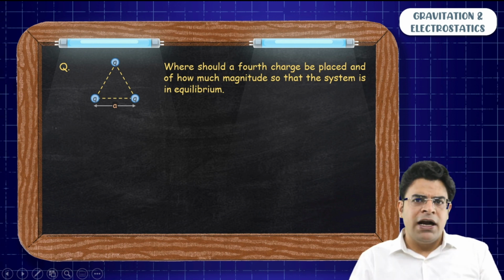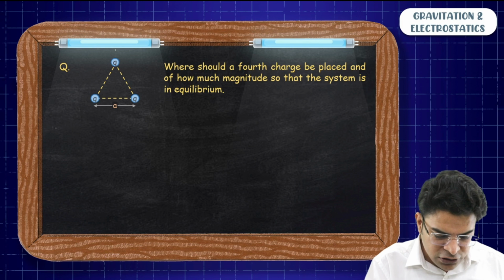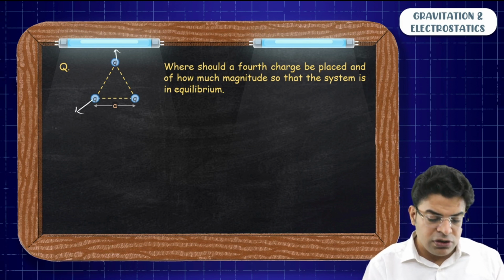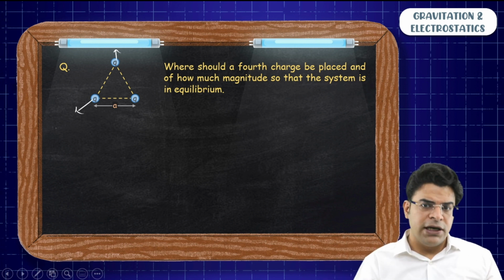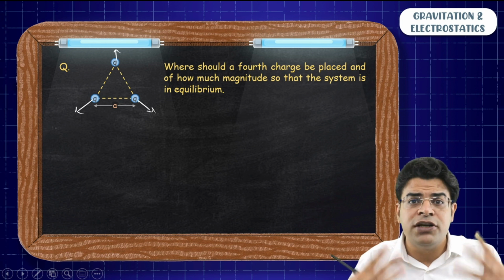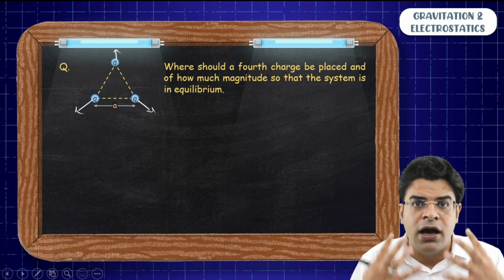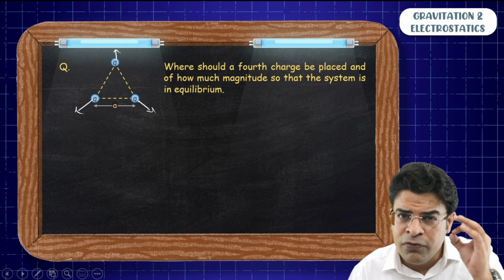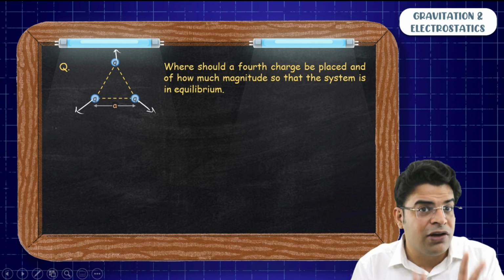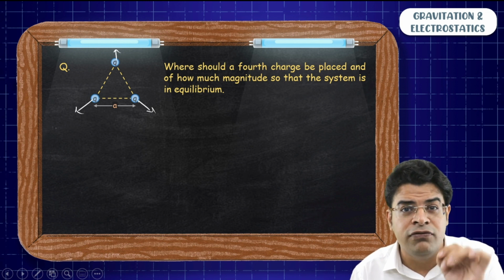From the first part I have solved, I already know that the force on this charge is root 3 kq square upon a square away from the center. This one, root 3 kq square upon a square away from the center. This one, root 3 kq square upon a square away from the center. They have charge of the same type, so they will try to run away from each other. Where should a fourth charge be placed so that the entire system is in equilibrium, and what has to be the magnitude of that fourth charge?